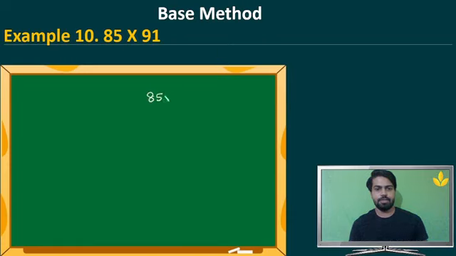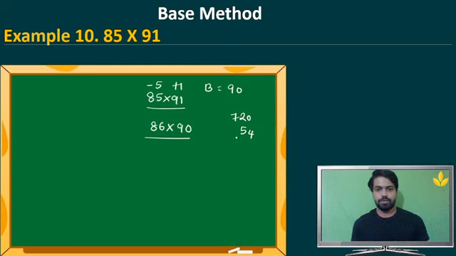85 into 91. So here 90 is a base. I call it the base now. So this is minus 5 plus 1. I end up with 86 into 90. Again 9 into 80 is 720. Everything is in mind. This I won't write. I'm writing it only for you to understand. You should not write it. That will take time. You should do it in the mind. Followed by a 0. Then plus 1 into minus 5 is minus 5. The answer is 7735. Hope this method is clear to you.